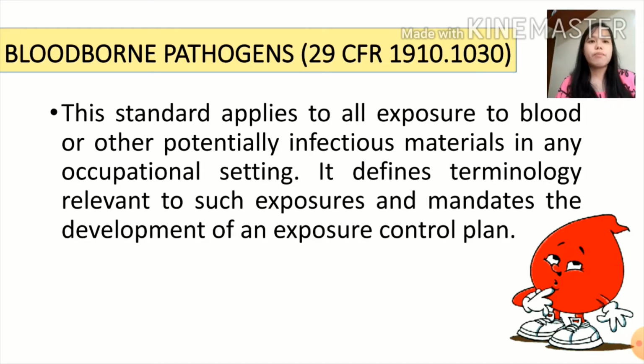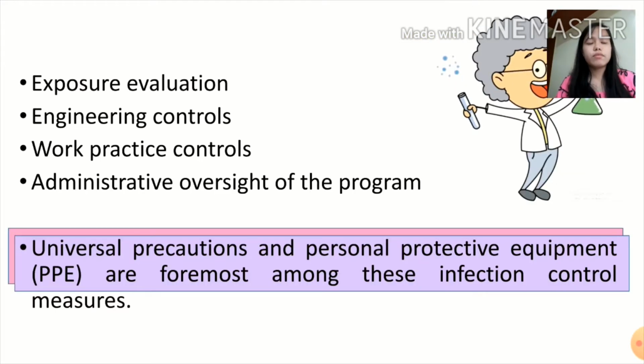Bloodborne pathogens. This standard applies to all exposure to blood or other potentially infectious materials in any occupational setting. It defines terminology relevant to such exposures and mandates the development of an exposure control plan. The exposure control plan includes exposure evaluation, engineering controls, work practice controls, and administrative oversight of the program. Universal precautions and personal protective equipment are foremost among these infection control measures.